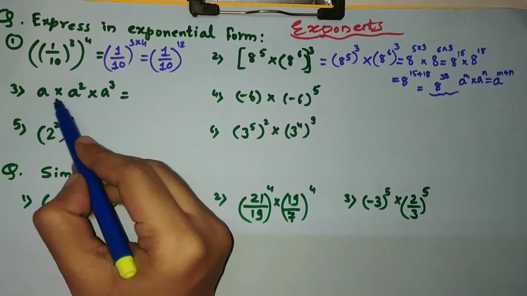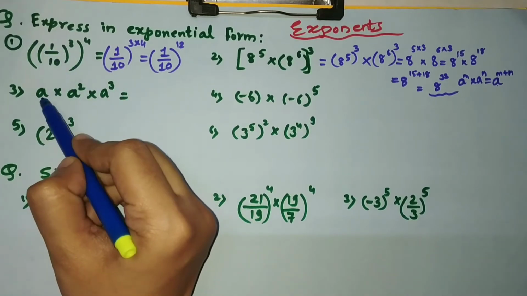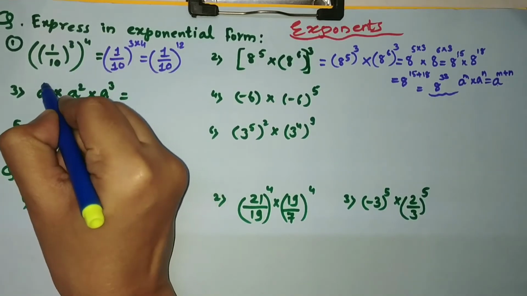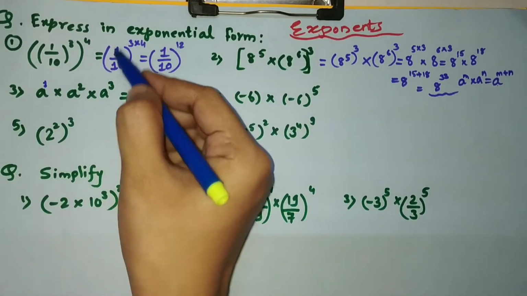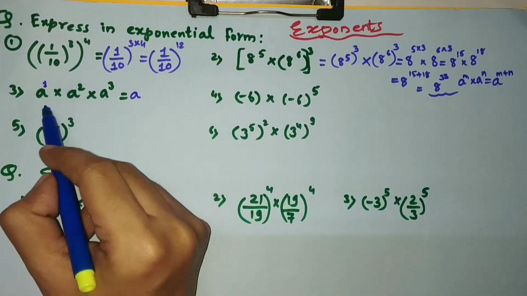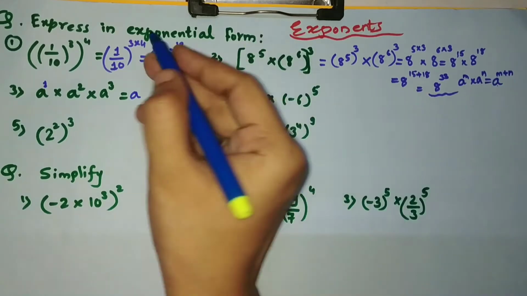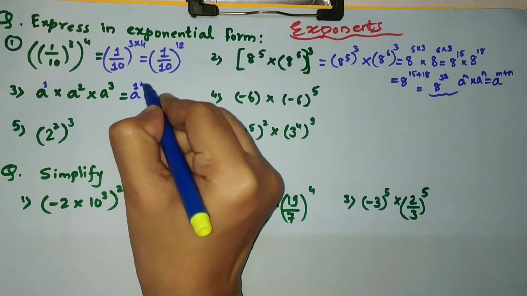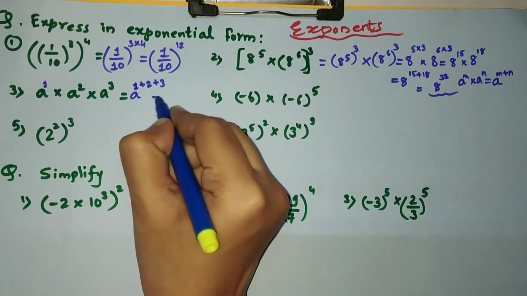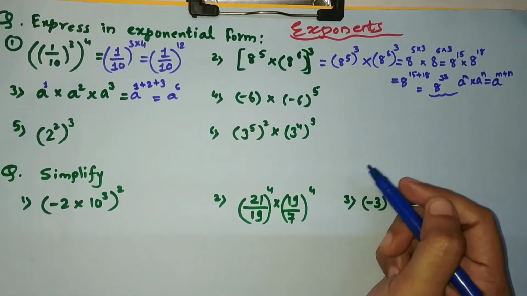Here you are having a multiplied by a square multiplied by a cube. So here when a is there with nothing written, by default the power is 1. You know that when such a case is there, bases are the same, like here, we need to sum up the powers. So we'll do 1 plus 2 plus 3. That means a to the power 6 will be there.